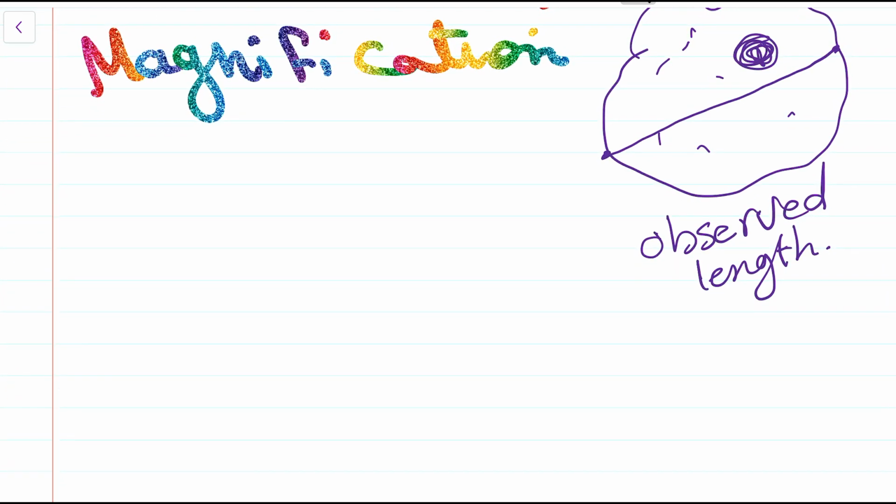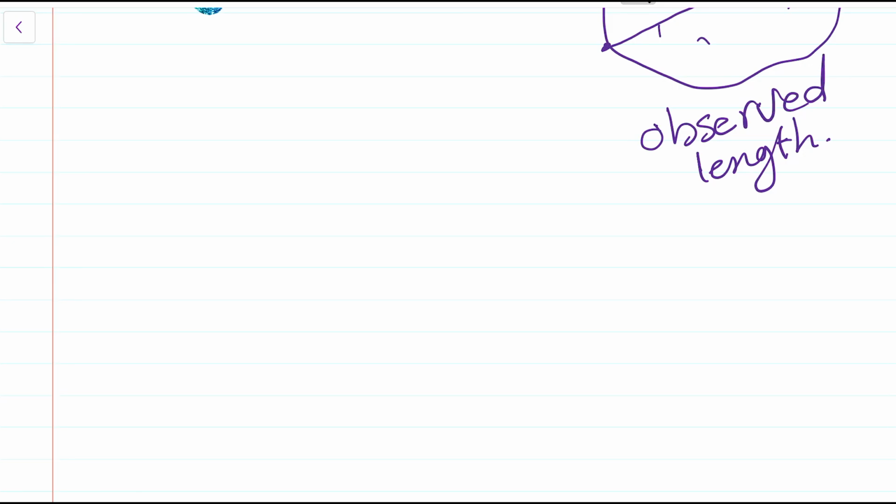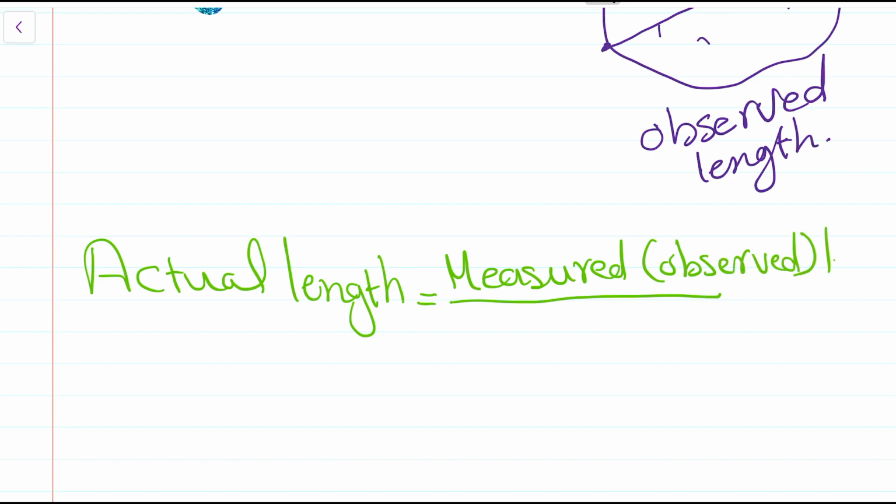So the structure or the organism is magnified, and we can calculate its actual size by using an equation. We have a specific equation for the actual length. How can we calculate the actual length? By the measured or observed length over the magnification.